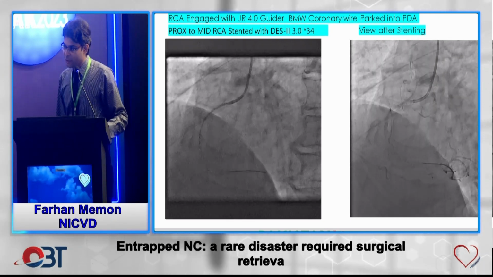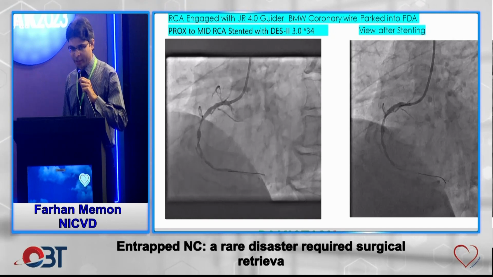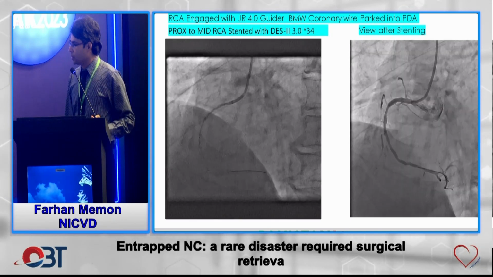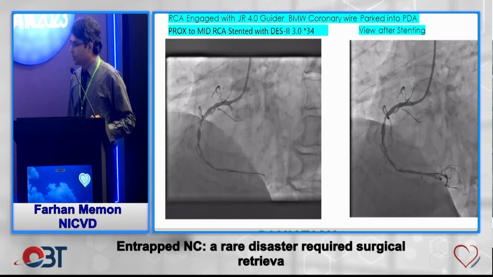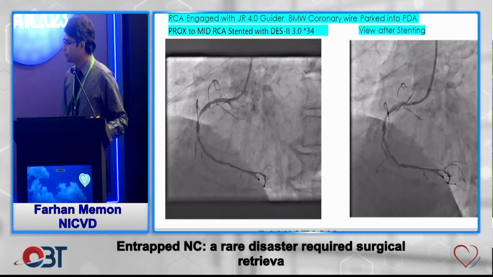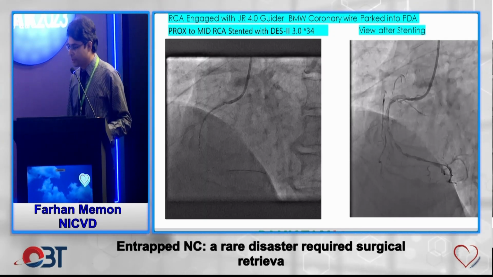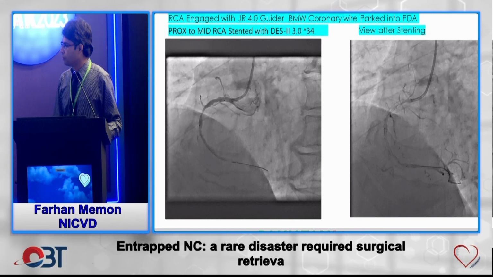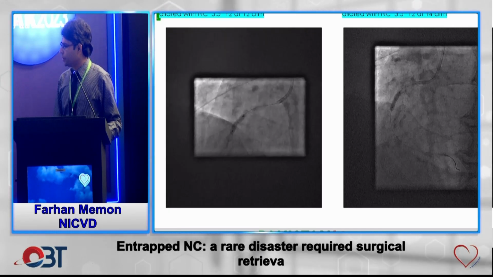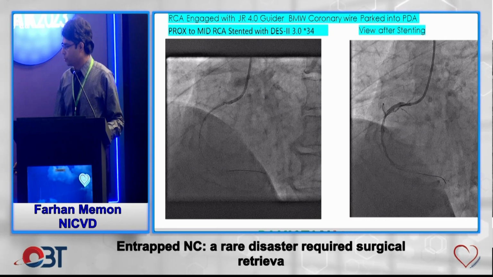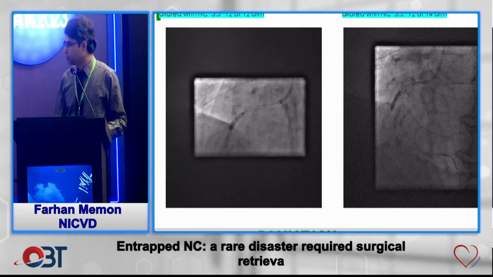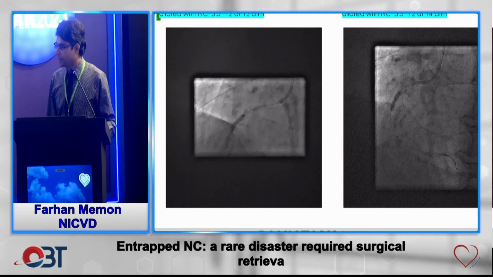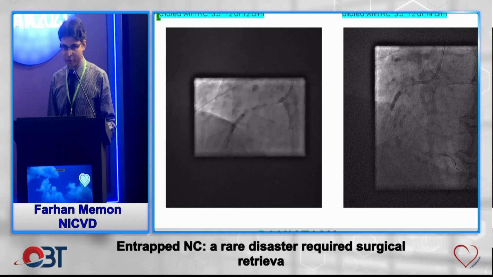So the RCA was engaged with a JR4 guide and a BMW wire was parked in the PDA, and the lesion was covered with a DES 3.0/34. And this was the view after stenting. As the stent was not fully opened, we tried to post dilate it with a non-compliant balloon that was 3.5/12, and it was inflated at 12 atmospheres, which was nominal pressure.